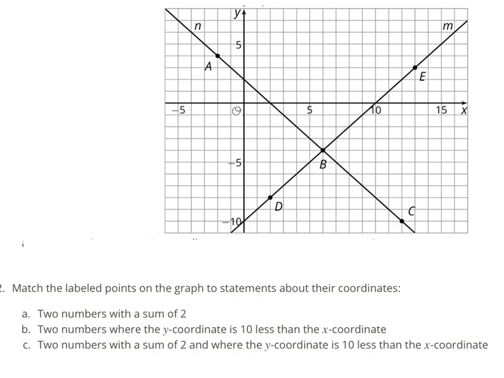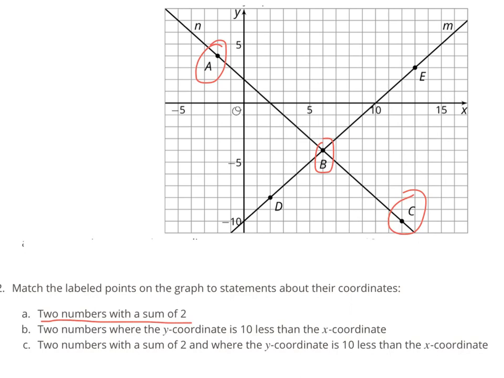Our job is to find points on the graph that connect with the statements that we have. So if you have two numbers with a sum of 2, that actually goes back to the part of the question that we just dealt with, lines N and M. And all of the points on line N had a sum of 2, so that means that points A, B, and C have a sum of 2.